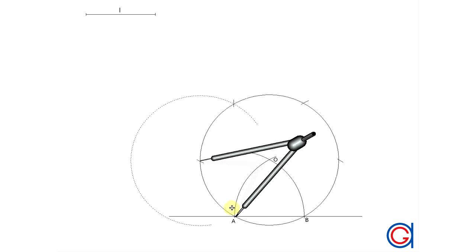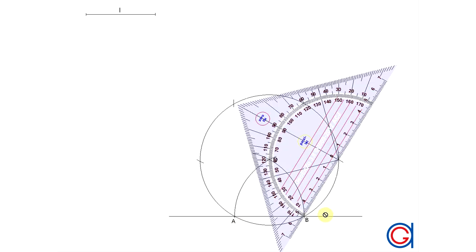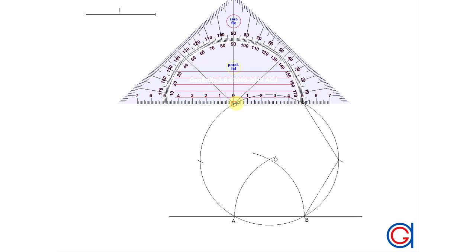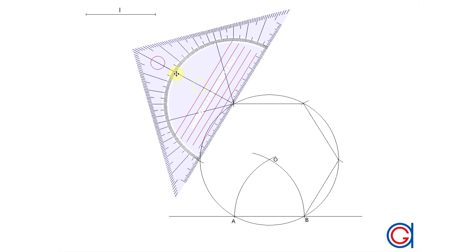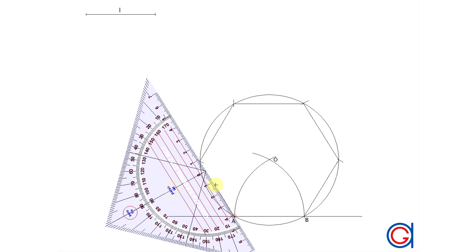Thereafter, there will be no need to draw the hexagon. So following on from this, we will join our vertices using a set square or ruler to complete the hexagon. So here we can see our 45-degree set square we use to join the vertices. And finally, we join the last vertices to point A to complete our hexagon.